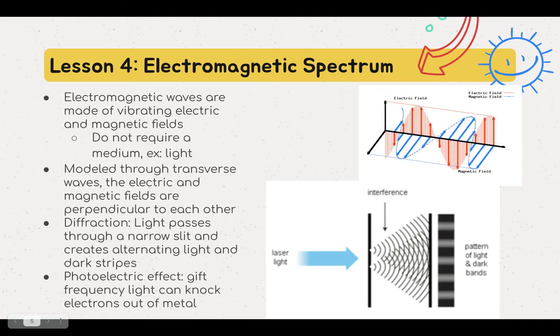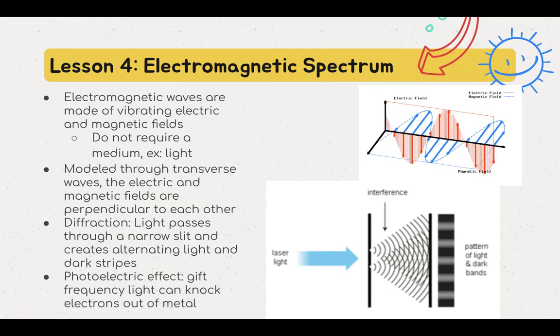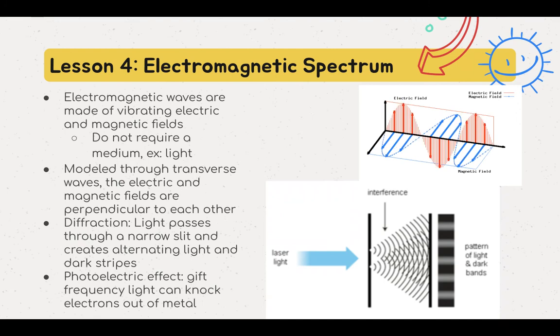Lastly, we are going to be talking about the electromagnetic spectrum, okay, on lesson 4. This is going to be a 2-part lesson because it talks about a lot. But remember, electromagnetic waves don't need a medium or matter. And they're made of vibrating electric and magnetic fields, okay? So they're interlocking electric and magnetic fields. Okay? So that's what they are made out of. And again, they don't require a medium.